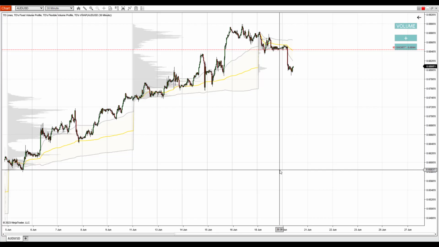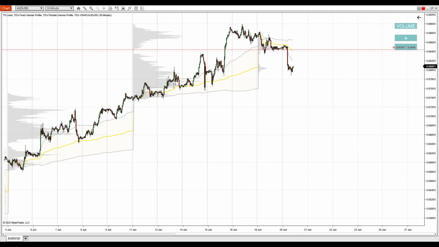Today I'll talk about Australian dollar, US dollar. So what you see before you is the 30-minute chart of the Australian dollar, US dollar on the NinjaTrader 8 platform with my custom-made volume profile and VWAP indicators. And what I want to talk first is the big picture on the Australian dollar, US dollar.